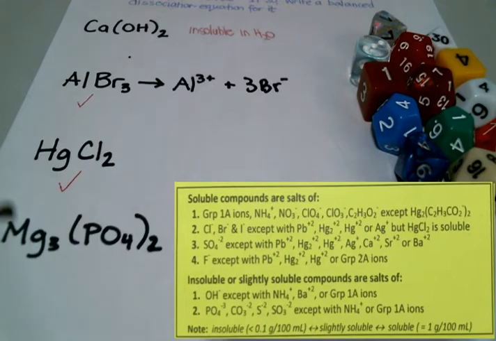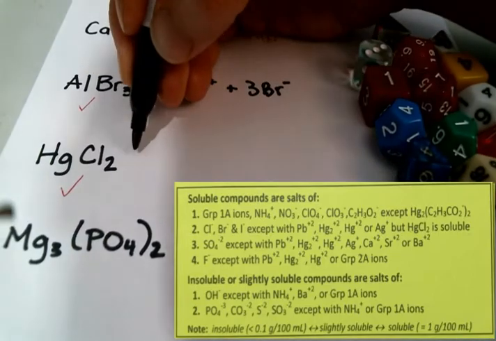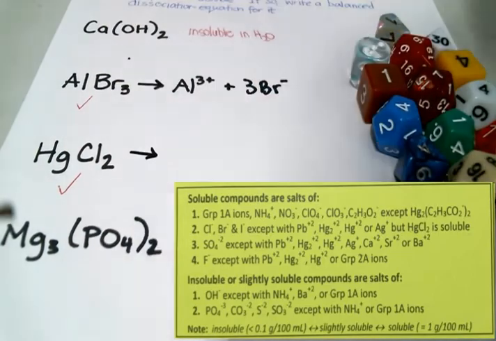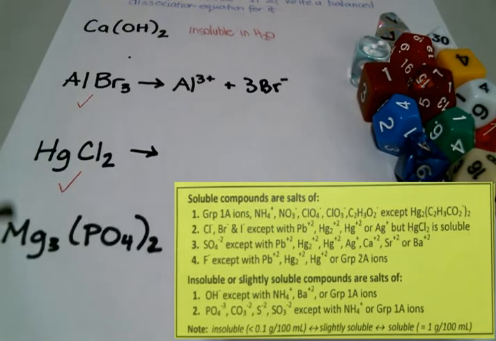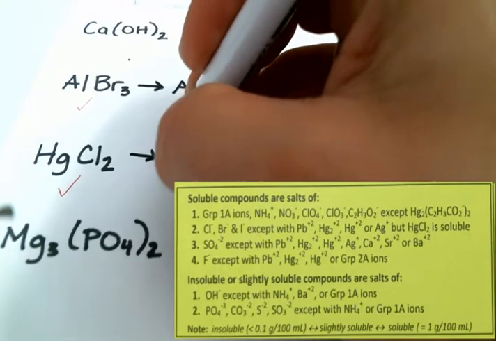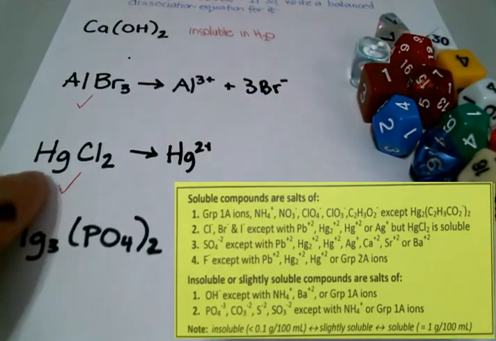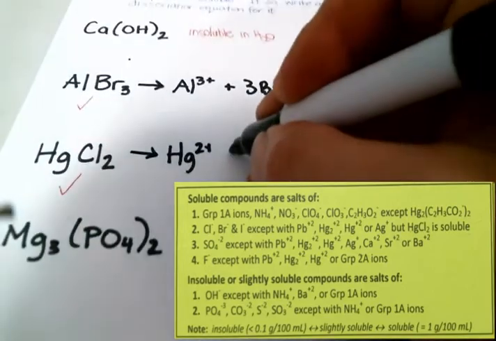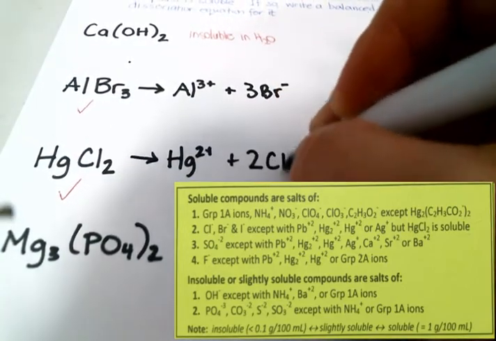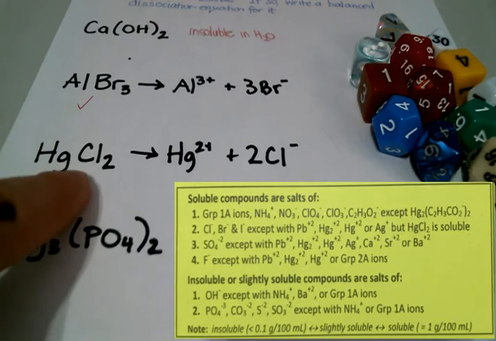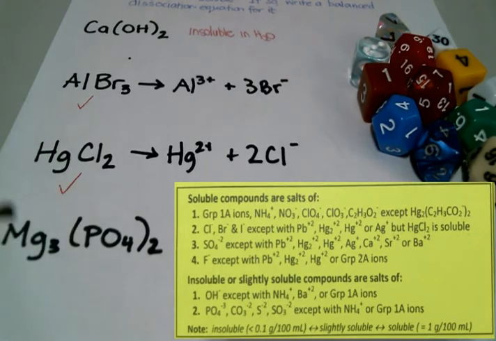Let's draw our dissociation equation here. So we're going to put our arrow down. There's 2 chlorines per mercury. So we're going to have 1 Hg2 plus, because that mercury had to give 2 electrons away to the chlorine. And then we're going to have 2 chlorine minuses, because there are 2 chlorines there that accepted those electrons. And there is our balanced dissociation equation.